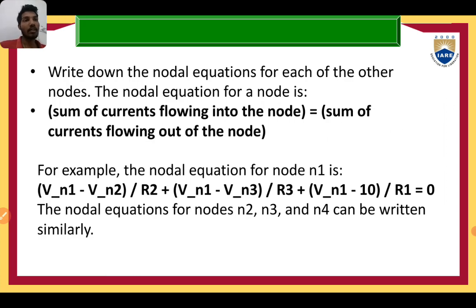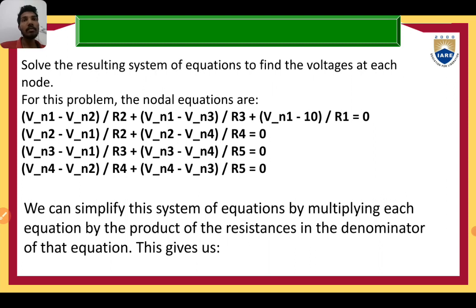Write down the nodal equations for each of the other nodes. The nodal equation for a node is: sum of the currents flowing into the node equals sum of the currents flowing out of the node. For example, the nodal equation for n1 is (Vn1 minus Vn2) by R2 plus (Vn1 minus Vn3) by R3 plus (Vn1 minus 10) by R1 equal to 0. Equations for nodes n2, n3, and n4 can be written similarly. Solve the resulting system of equations to find the voltages at each node.